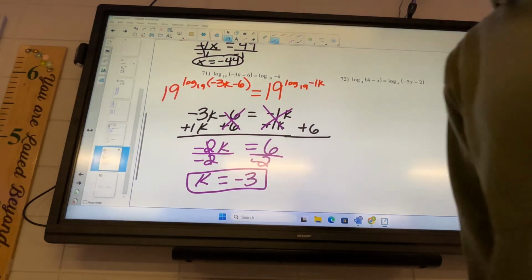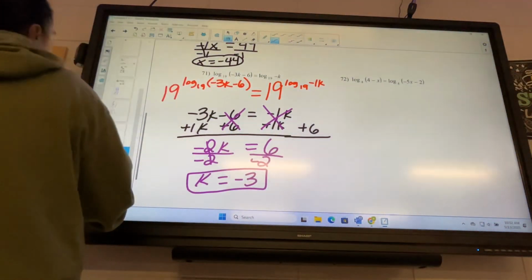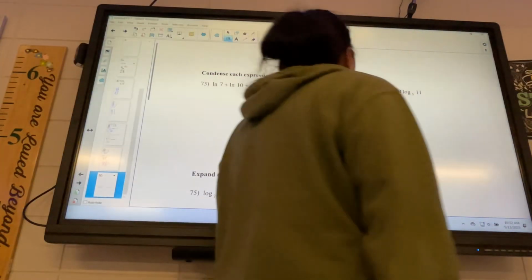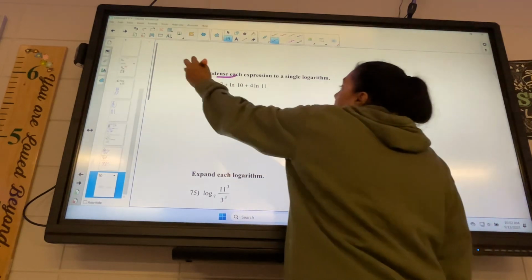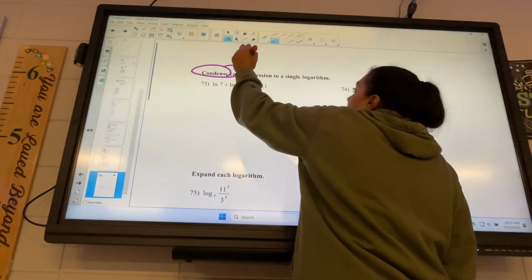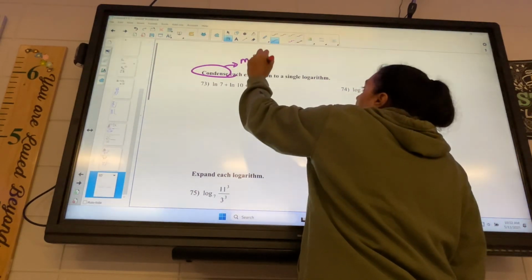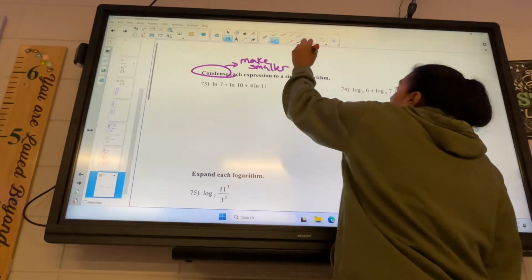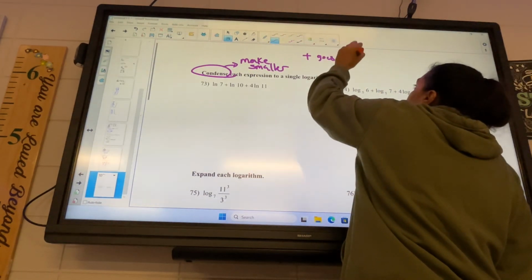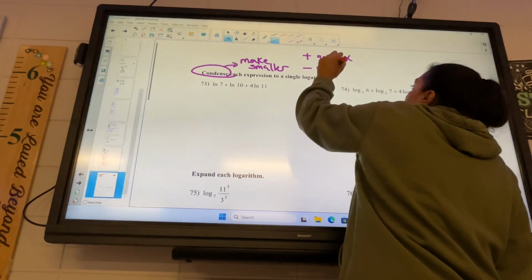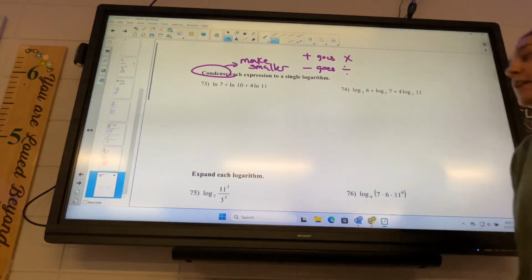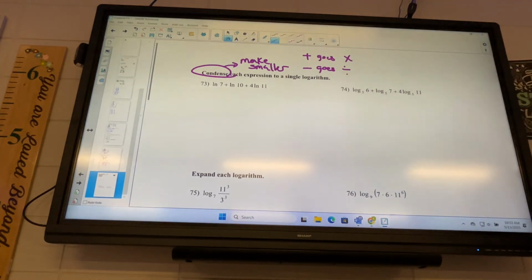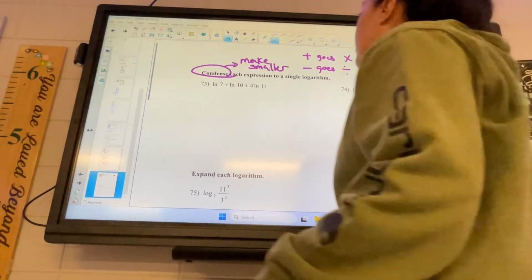Okay, condensing logs. What goes with plus? Multiplication. First of all, this means make smaller. Plus is times, minus is divide, correct? So plus goes to times, minus goes to divide. Okay, on condensing, they're going to give you a plus, you will go to times. They will give you a minus, you will go to divide. That kind of helps you out, because expand is a total opposite.